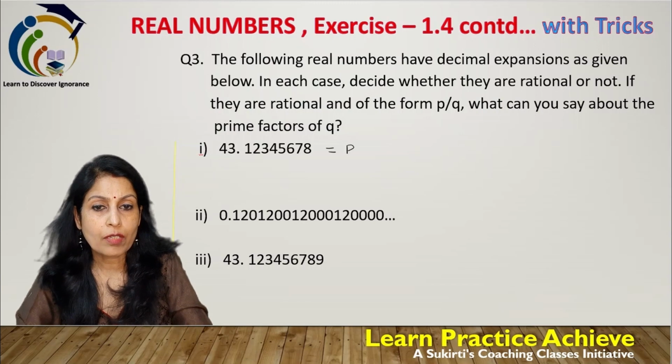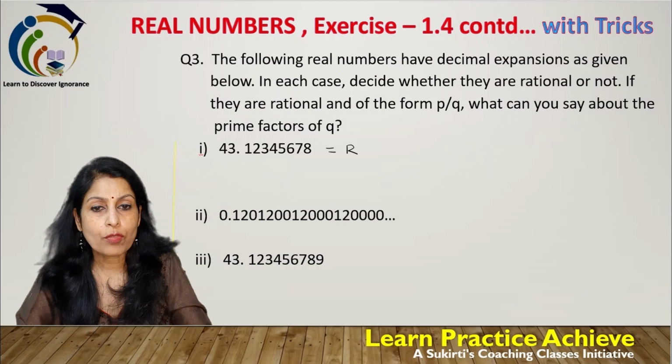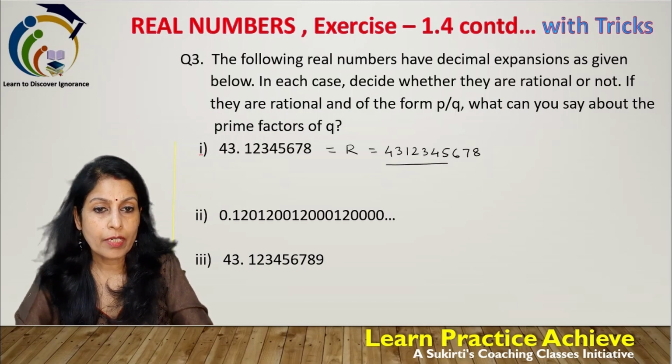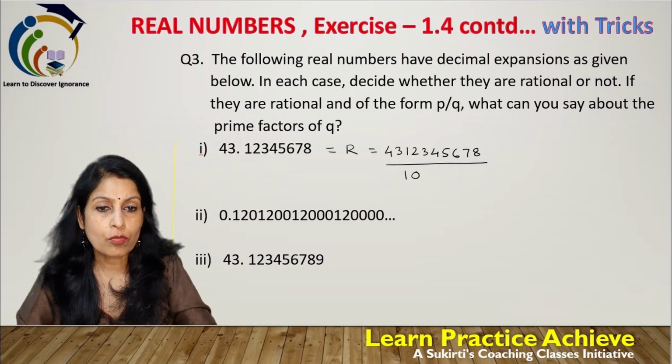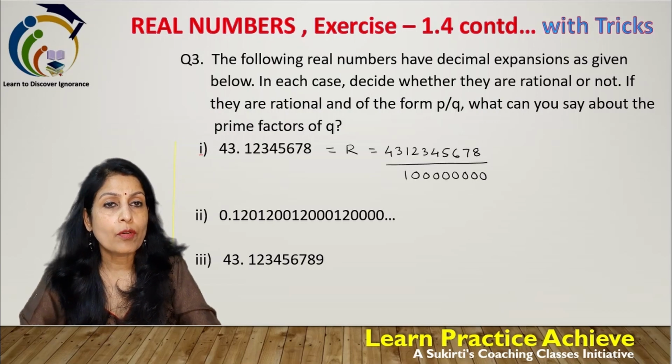Yes, it is a rational number because we can write this number in the form of P upon Q. How to write this number in the form of P upon Q? Write down 43, then 1, 2, 3, 4, 5, 6, 7, 8. And for decimal, you will write 1. And after that 8 digits are there, then 8 zeros, 0 1 2 3 4 5 6 7 8. It means this number is a rational number and can be written in the form of P upon Q.